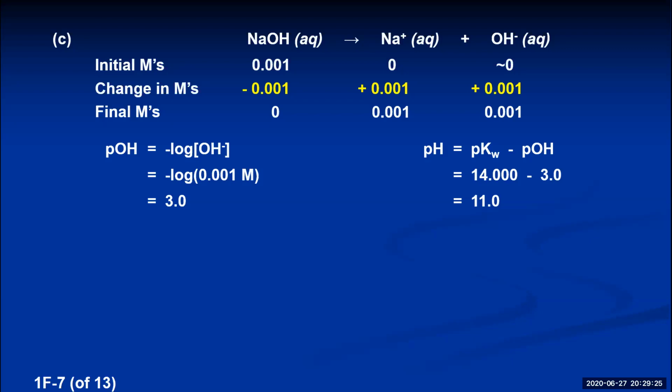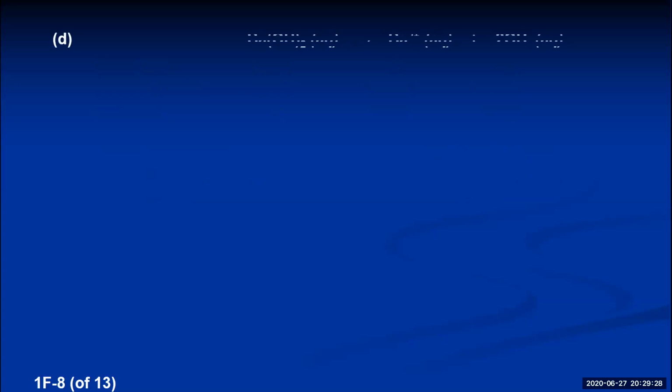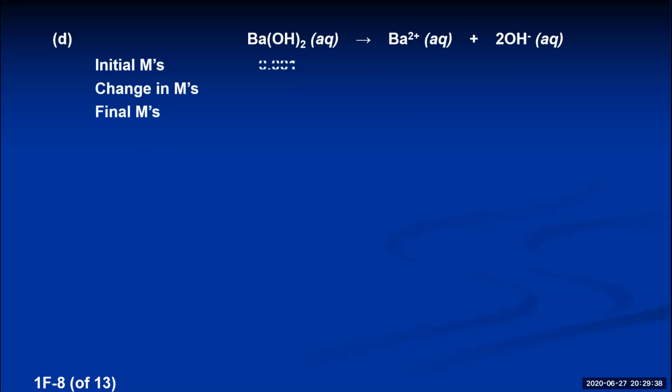In D, we have 0.001 molar barium hydroxide. Now, barium hydroxide, when it dissolves in water, completely dissociates, and you had to recognize here that when it dissolves, you form 1 barium ion and 2 hydroxide ions. So if 0.001 molar of barium hydroxide is dissolved in water and it all dissociates, a 1-to-1 ratio, you'll form 0.001 molar of barium ions, but it's a 1-to-2 ratio, you're going to get 0.002 molar of hydroxide ions formed, and so the solution will actually be 0.002 molar in hydroxide ions.